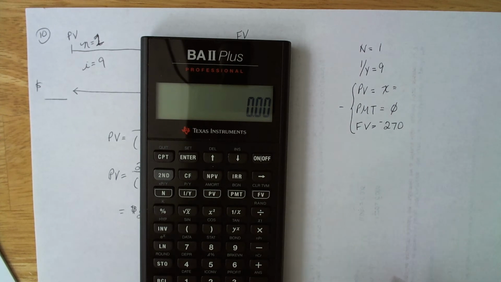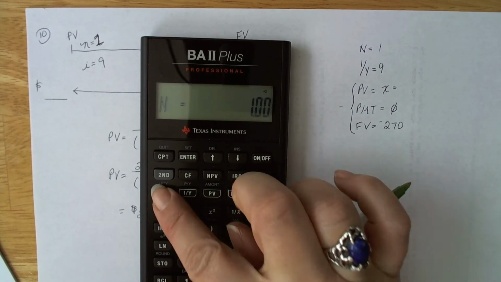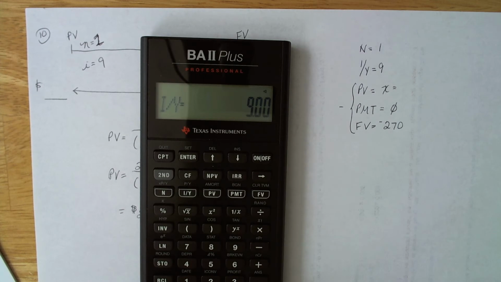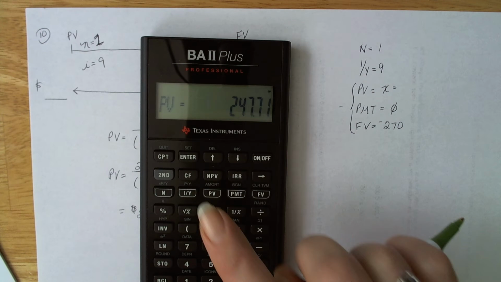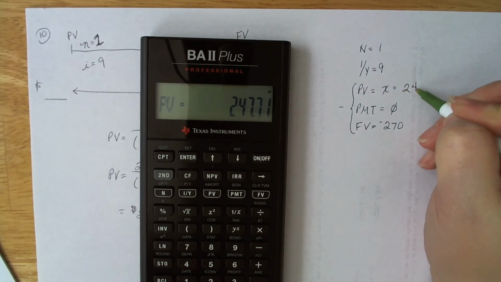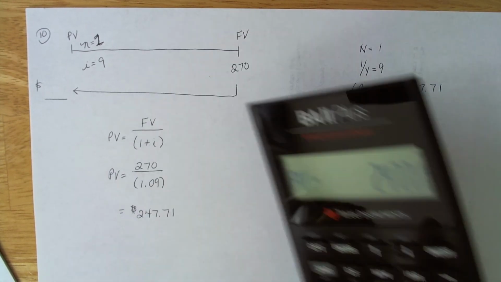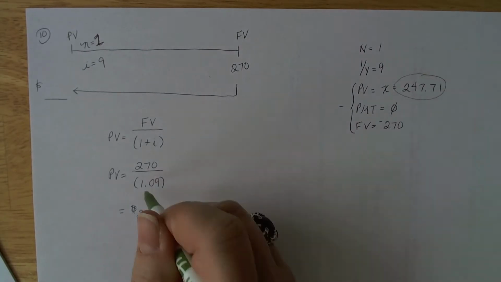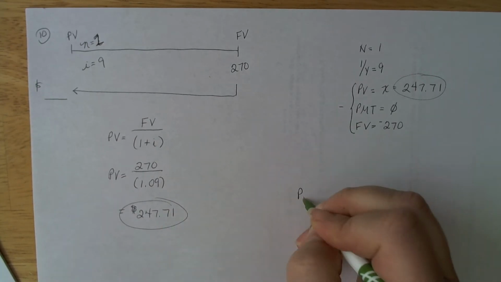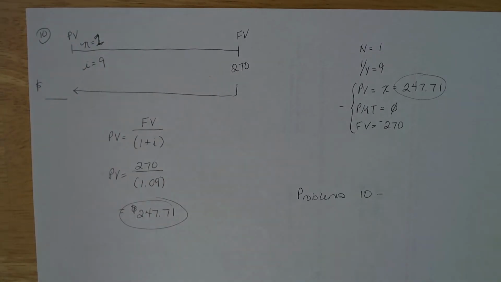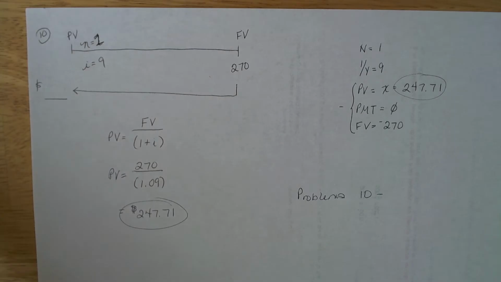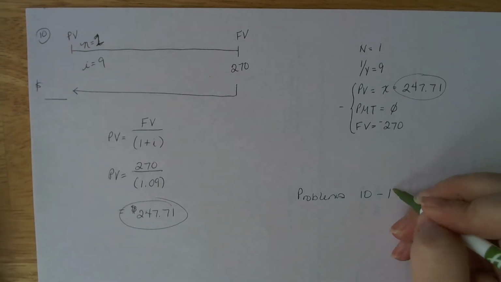We take our N, 1 is our N, 9 is our I/Y. We have no present value, no payment, so we're going to enter our future value as a negative number and then compute present value, which gives us $247.71, and our answers match. And this covers problems 10 through 11.